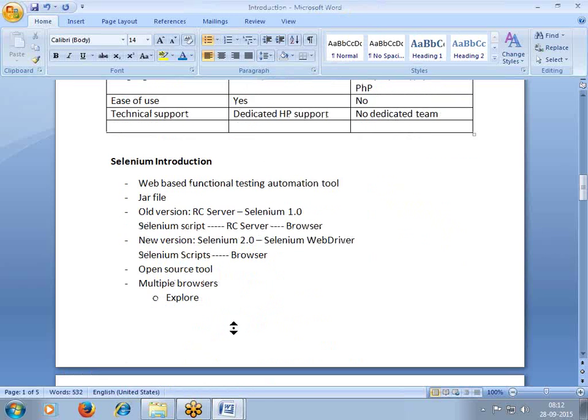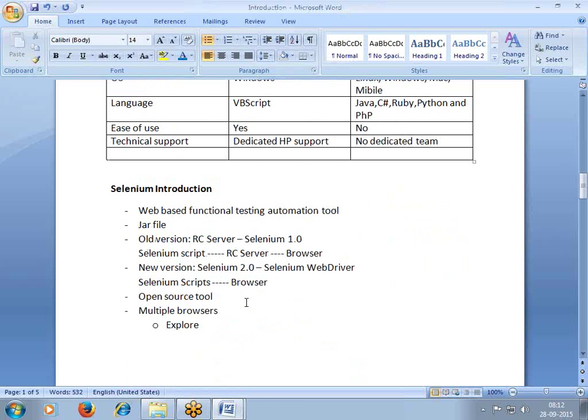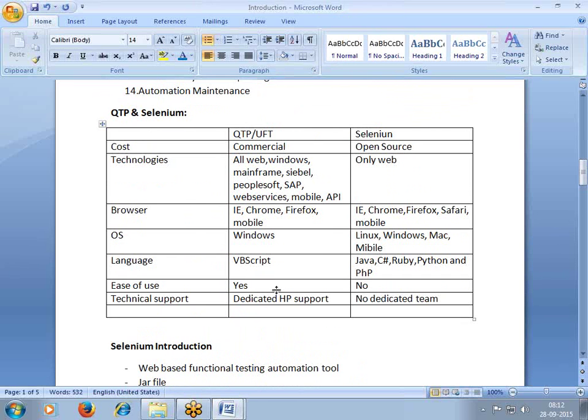Now, sir, by seeing this, QTP is more flexible than Selenium, right? The market also seems to support many technologies. Yes, but the only advantage is cost. Cost is the major problem. If I have to automate only a web application, then why would I go for QTP? They prefer Selenium because it is a free tool.